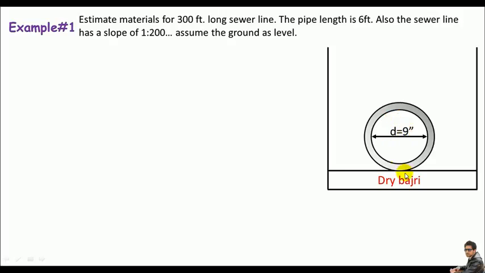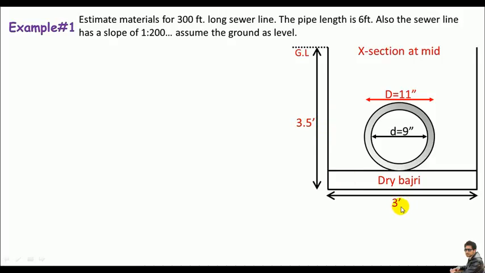At the base we have some kind of dry brickwork. The ground level is over there, and the external diameter is 11 inches. It means the thickness of the sewer pipe is 1 inch. The trench depth is 3.5 feet and the breadth is 3 feet. The cross section is taken at the middle point of the sewer trench.